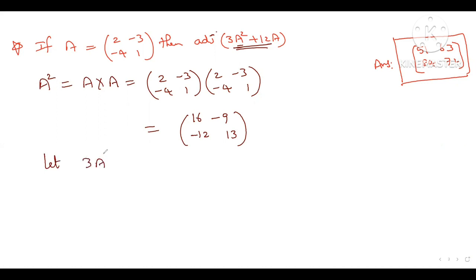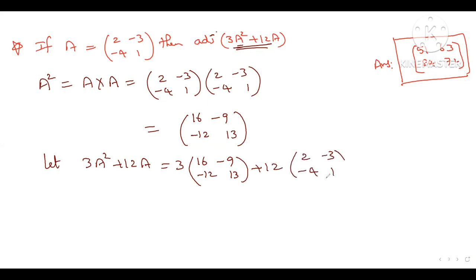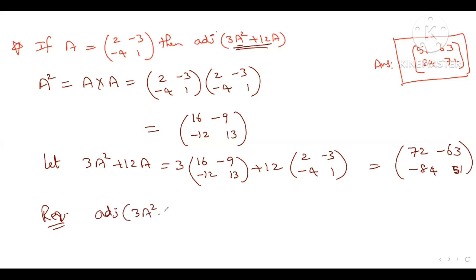Let us find 3A square plus 12A. 3 times A square plus 12 times the A matrix. What do we get here? Here 3 is multiplied to all of the first matrix, and 12 is multiplied to the second matrix. We get the total value 72, minus 63, minus 84, 51. This is the 3A square plus 12A value. But what is required here? Adjoint of 3A square plus 12A.